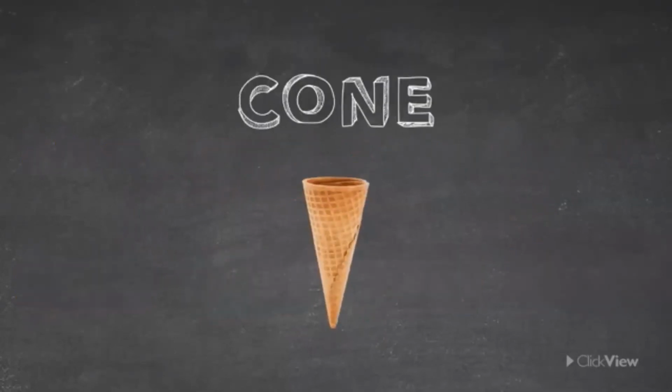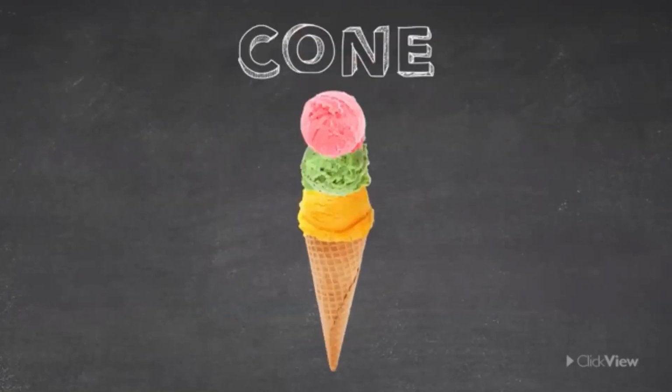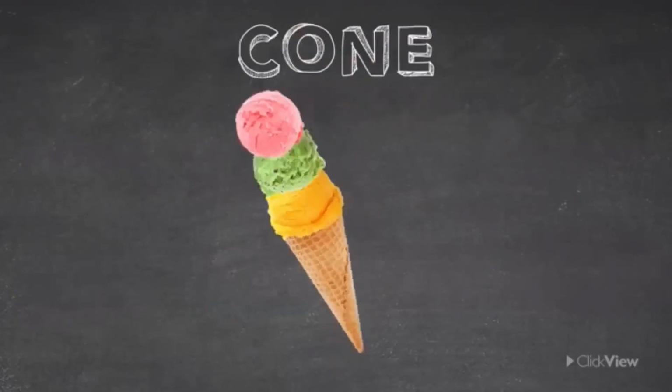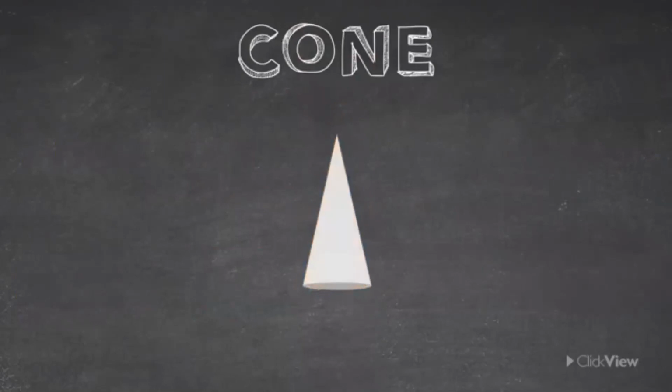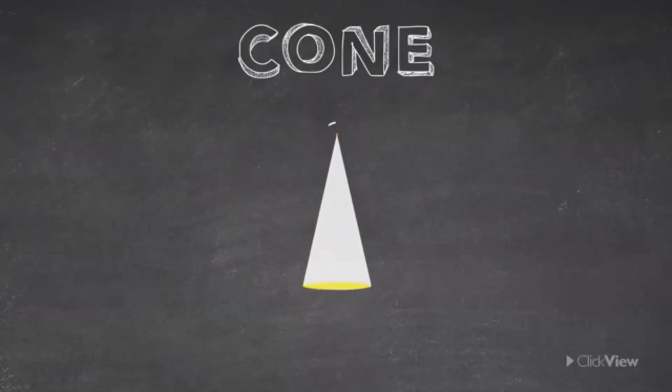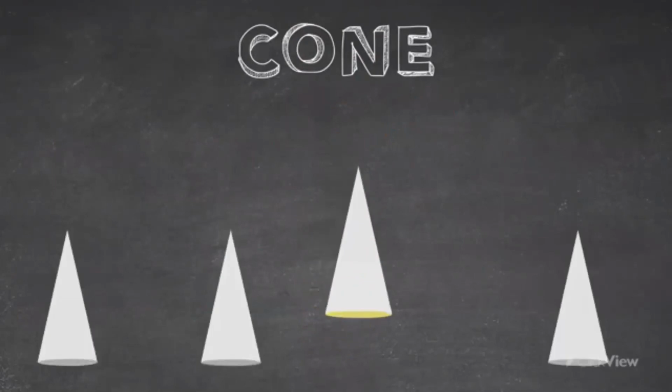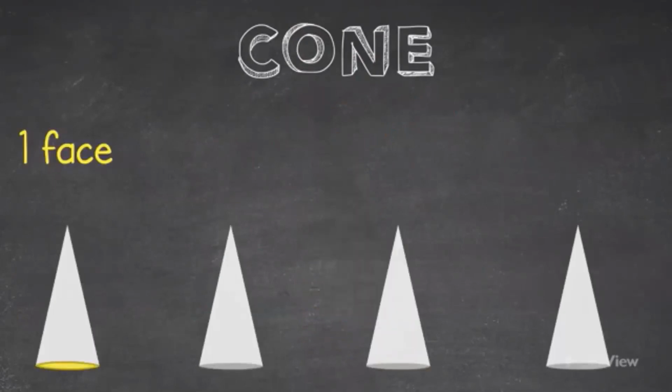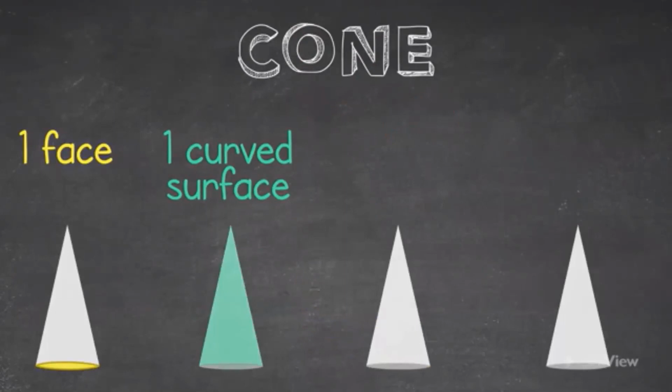This is a cone. Not an ice cream cone, unfortunately, but it is the same shape. A cone has a circle at its base and a point at the other end. It has one flat face, one curved surface, one edge around its base, but no corners.